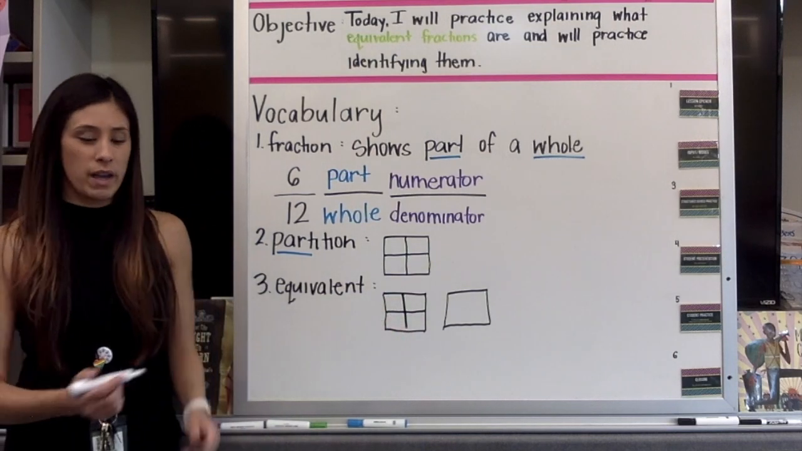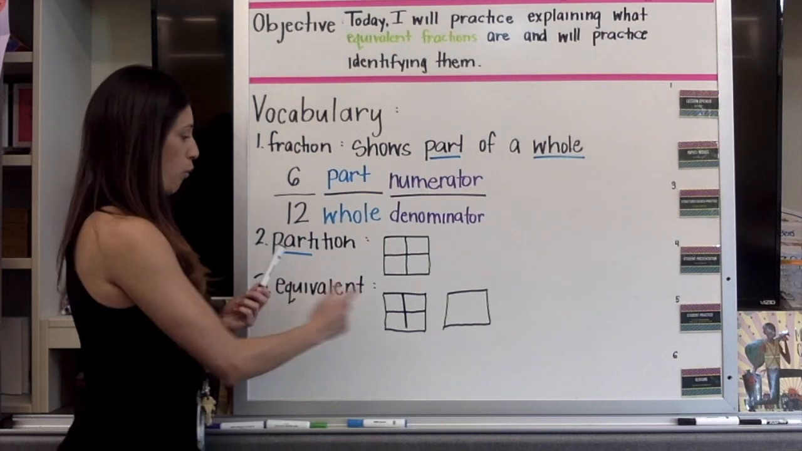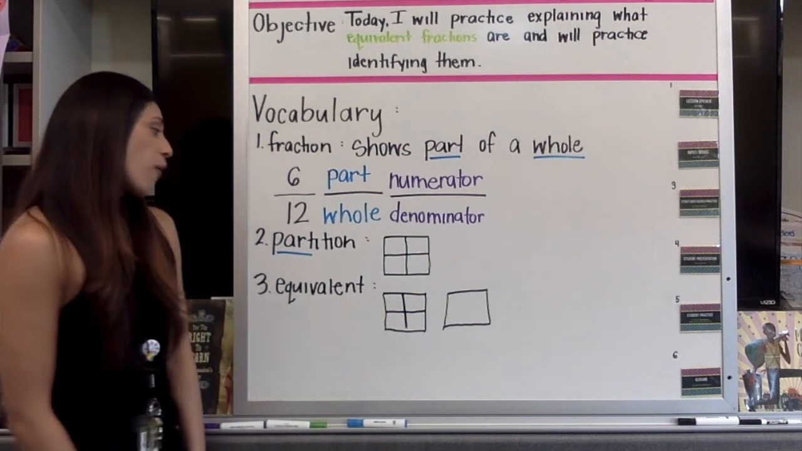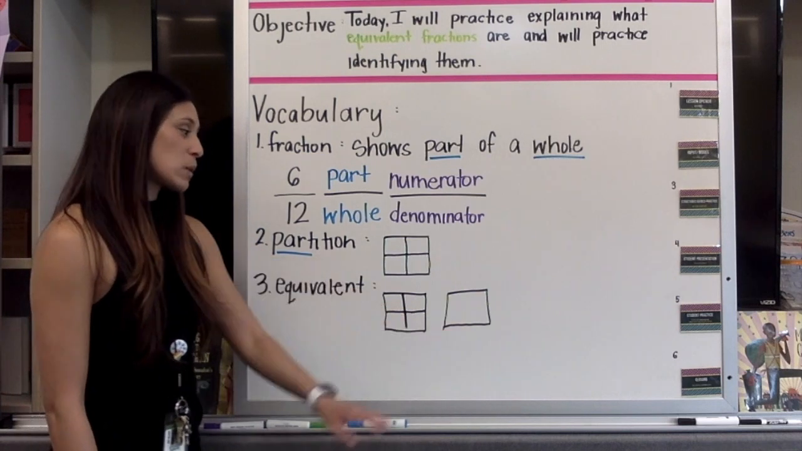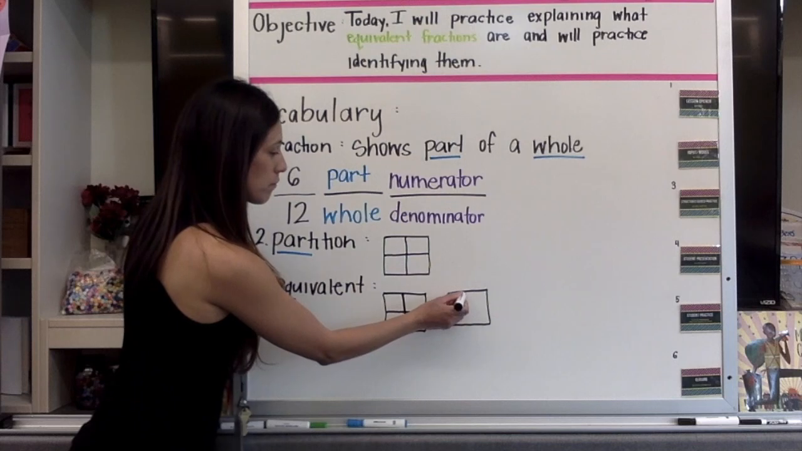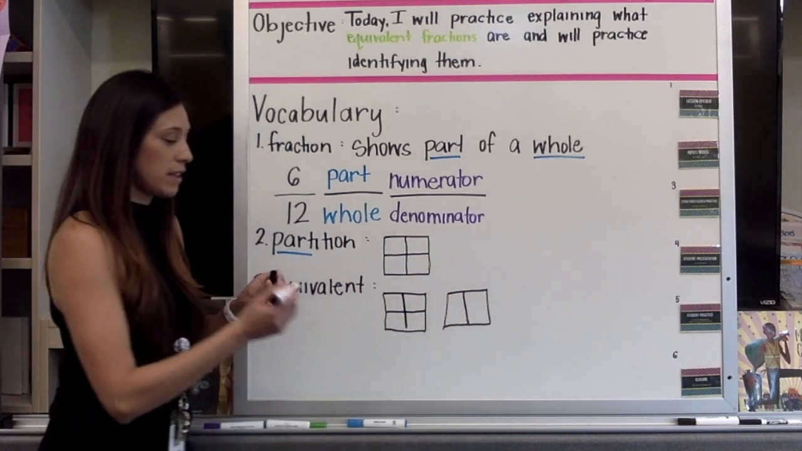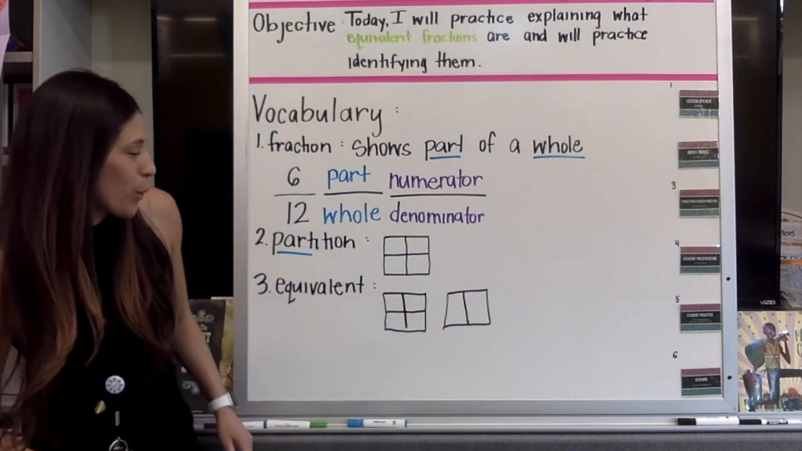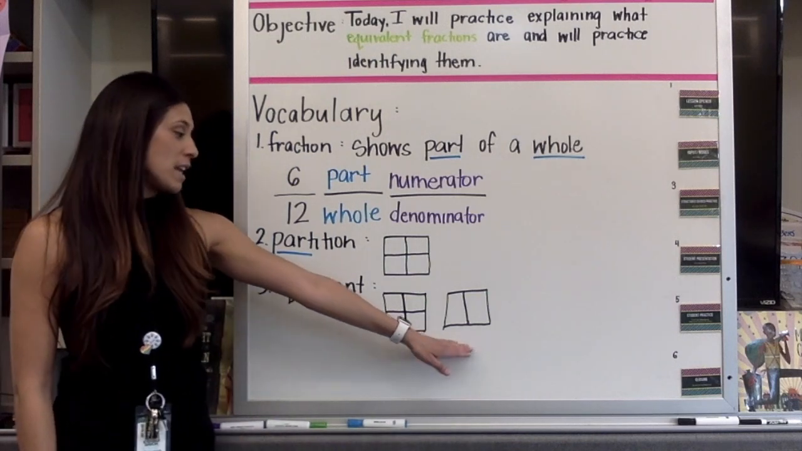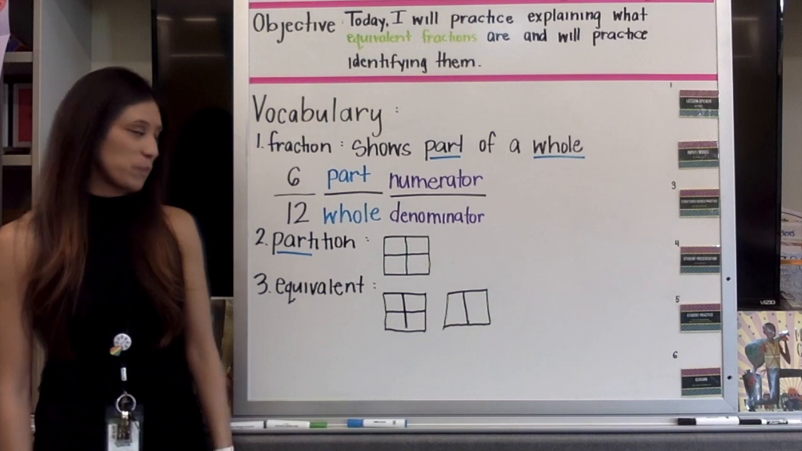and I'm going to partition the first square into 4 equal shares. Okay, so I have 1, 2, 3, 4 equal shares. Now, I'm going to take this square, and I'm actually going to partition it into just 2 shares. And they're not exactly equal. That square looks a little bit wonky, but it's close enough. Okay, so I partitioned it into 2 shares.